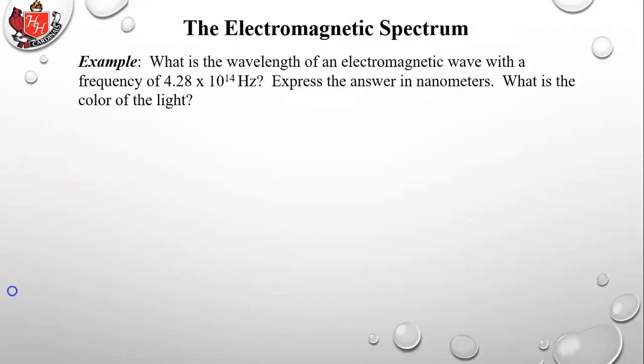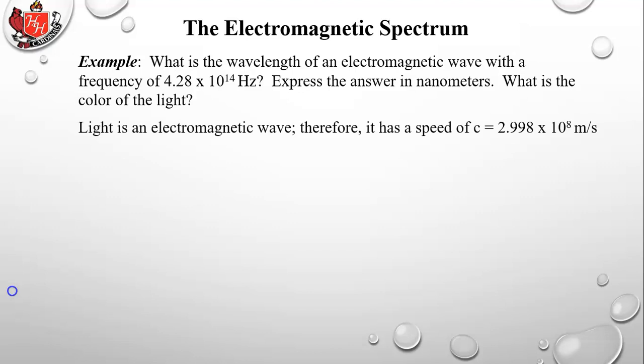So let's take an example. What is the wavelength of an electromagnetic wave with a frequency of 4.28 times 10 to the 14th hertz? Express your answer in nanometers. And what is the color of that light? So light is an electromagnetic wave, therefore it has a speed of 3 times 10 to the 8th meters per second. Use the formula c equals lambda times nu, solving for the wavelength.